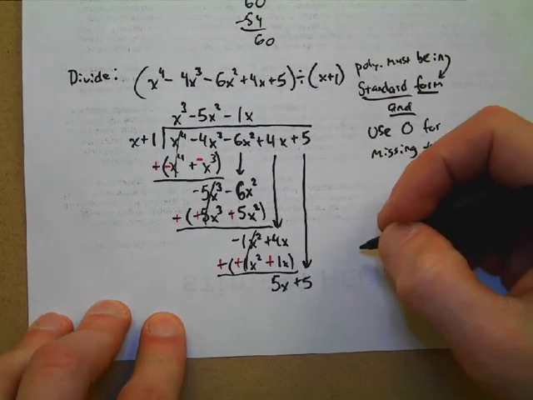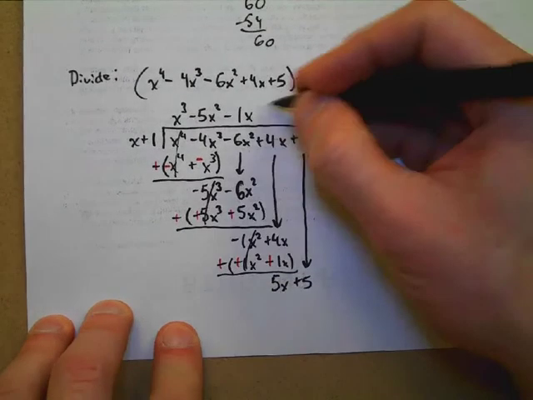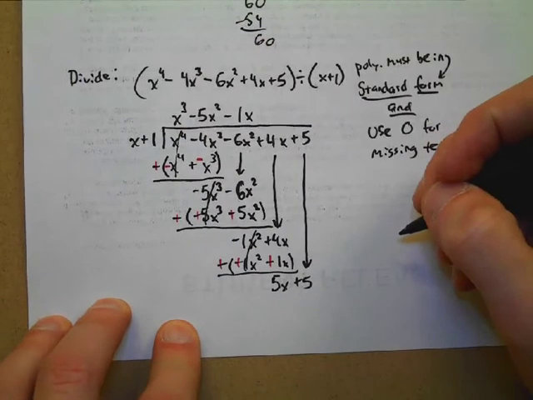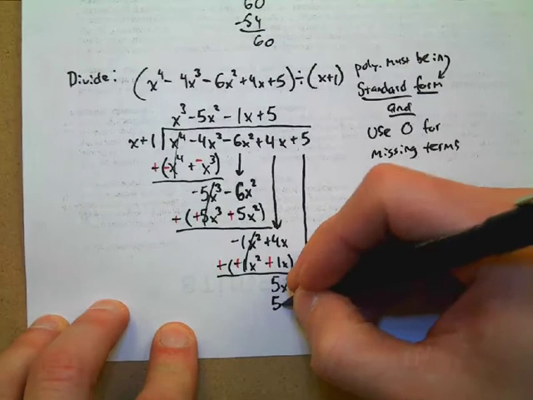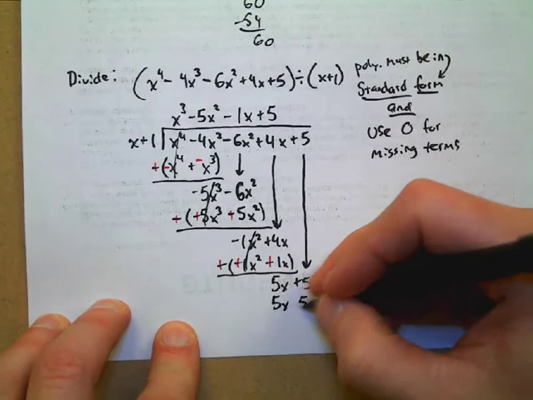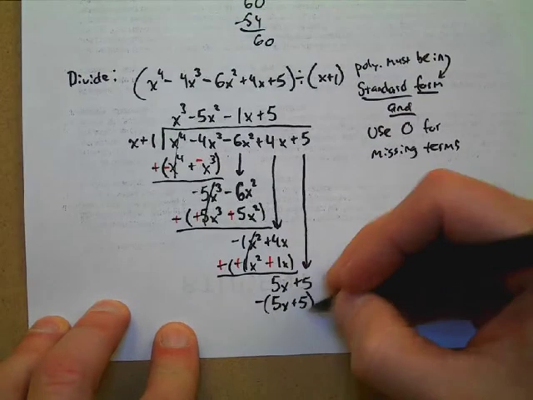Whew, almost done. What times x gives us 5x? 5, right? So plus 5. 5 times x is 5x. 5 times 1 is 5. Subtract the quantity, and oh my gosh, they're exactly the same.